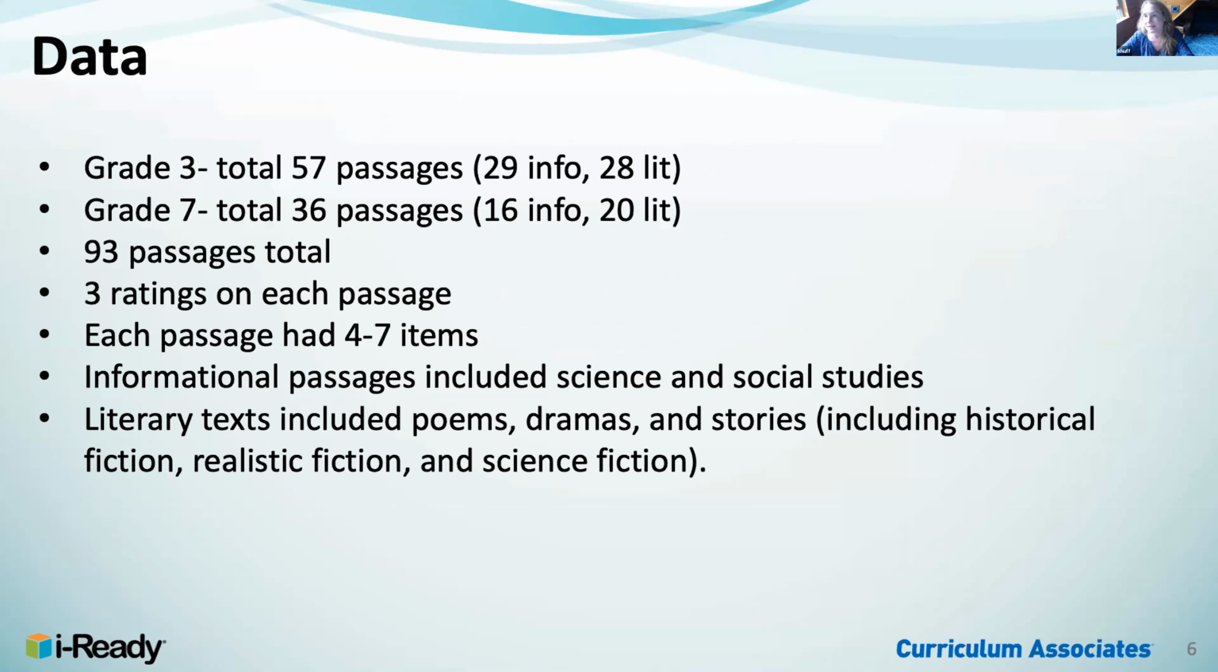The data, we had a lot of data, so this was great. For grade 3, we had 57 passages. For grade 7, 36 passages. These were not quite evenly split, but a good balance between informational and literary. And as I described before, we had 3 different groups of raters.